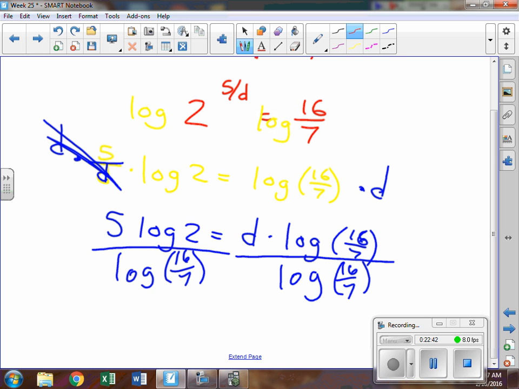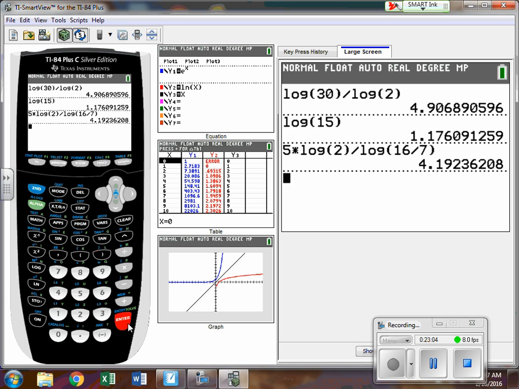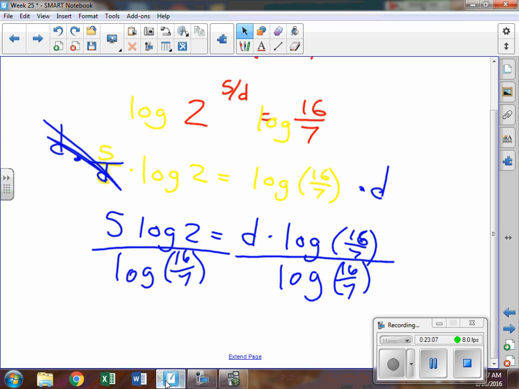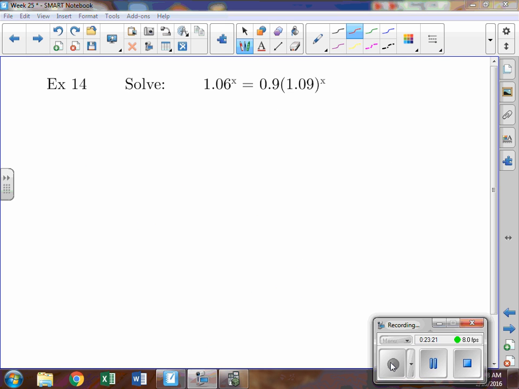And so we have something that we can put into our calculator. Five times the logarithm of 2 divided by the logarithm of 16 over 7, giving us 4.19. E is equal to 4.19, rounding to 3 significant digits. All right.